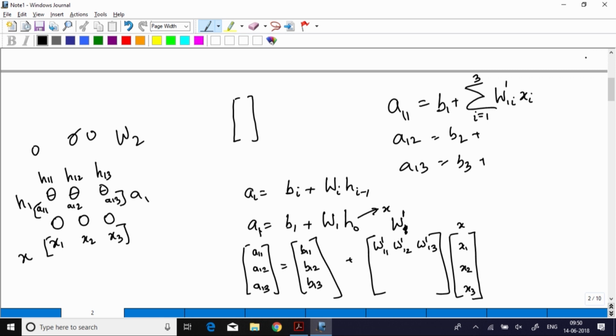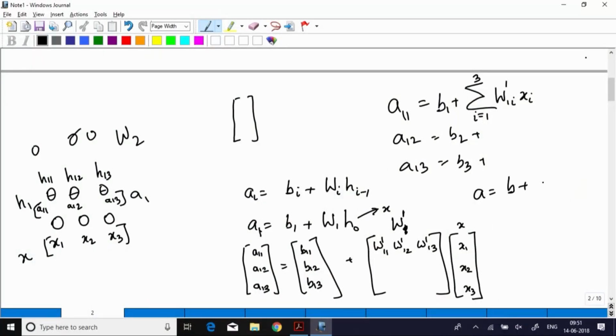This whole thing, can I write it as a single matrix operation? So what do I have? I have a vector is equal to a vector plus a matrix into a vector. Is that fine? So can I write the whole thing as A is equal to B plus W into X? Okay. And in this case it was A1 is equal to B1 plus W1 into H0. Is everyone fine with this?